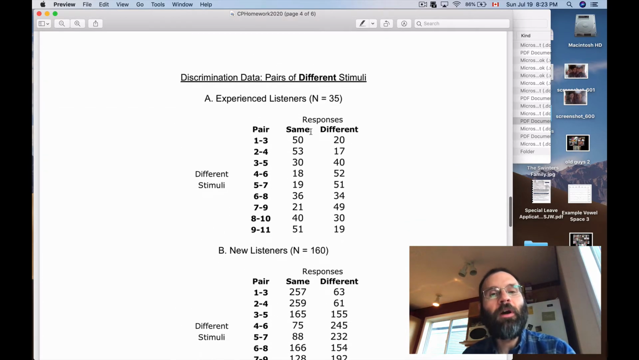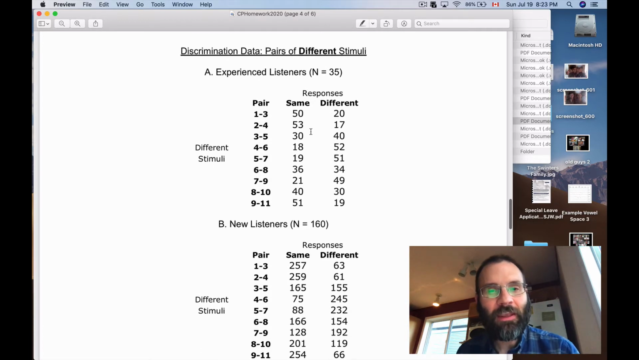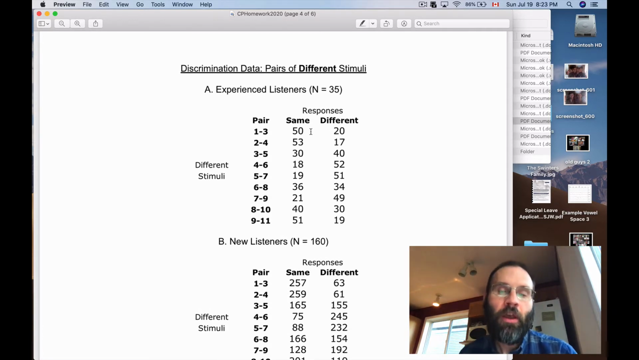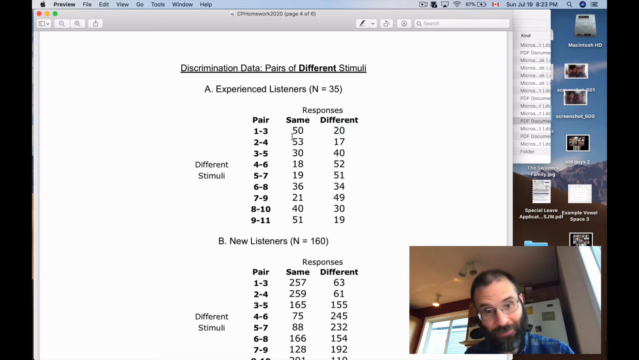There's also response data here at the end of the homework handout. So this shows you for different stimuli, which are always paired up 2 steps apart from each other on the continuum, how many times did people respond same? How many times did they respond different? So these are all different stimuli underlyingly. The correct response is that they should all be different. As you can see, this is a difficult task. People don't often hear these as different, but some pairs sound more different than others.